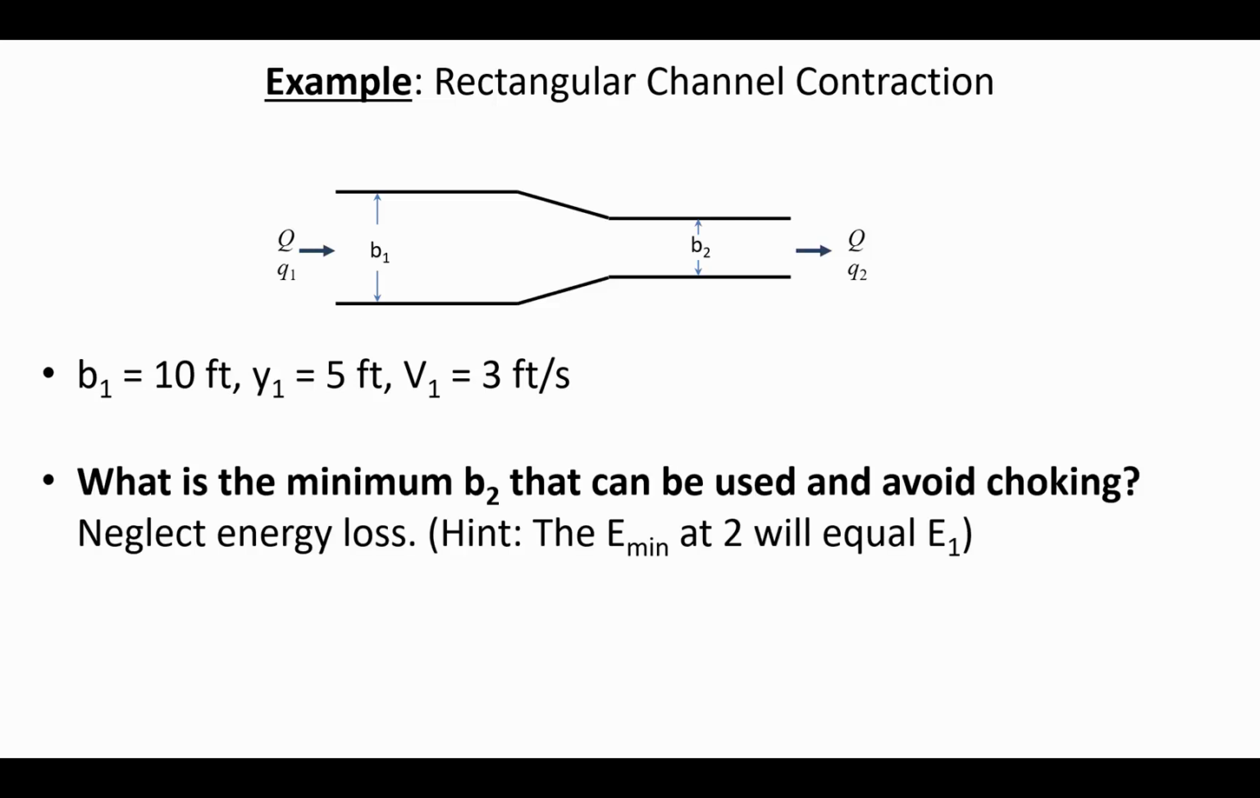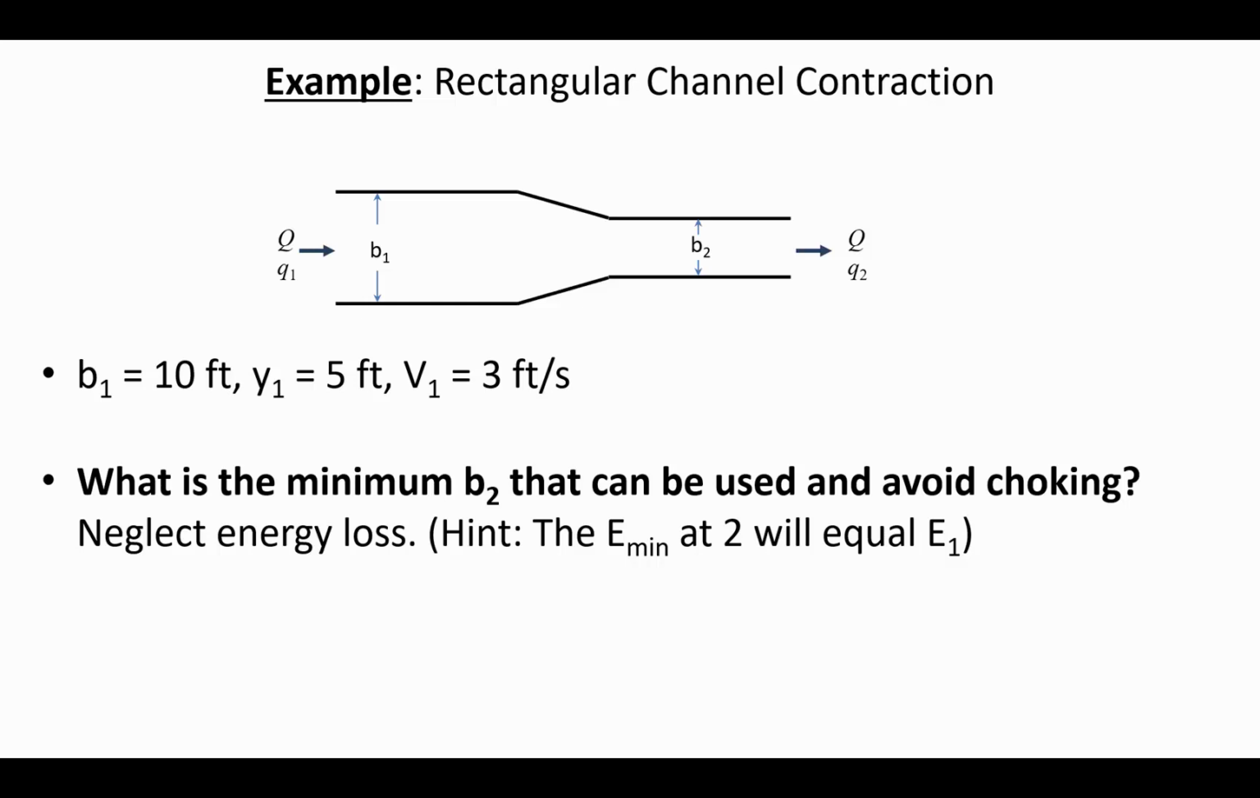And what we want to know is how narrow can we make it and avoid choking. Now the hint, what does that mean, avoid choking? That means assume that the flow depth at 2 is equal to the critical depth, because the critical depth is the last possible depth that you can have before there's not enough energy and choking occurs. Remember that on Monday, choking occurred when the obstruction height was too big, and when the water didn't have enough energy to flow over that obstruction, it had to get deeper upstream.